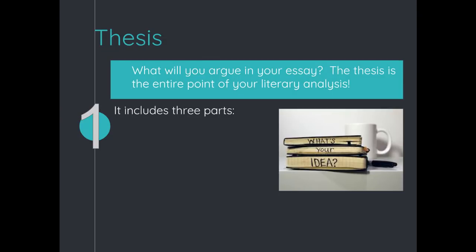All right, your thesis has 3 parts, okay? The first part is the topic. The second is your position on the topic. And third is your rationale. So it's the topic, it's how you feel about the topic, and it's why you feel that way. So what it is, how you feel about it, and why you feel that way.